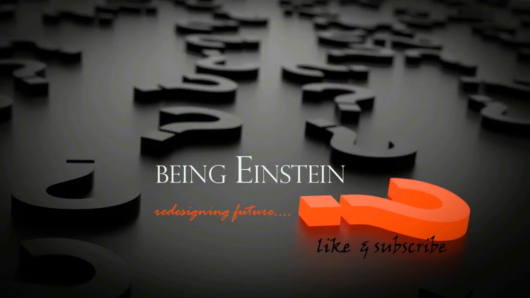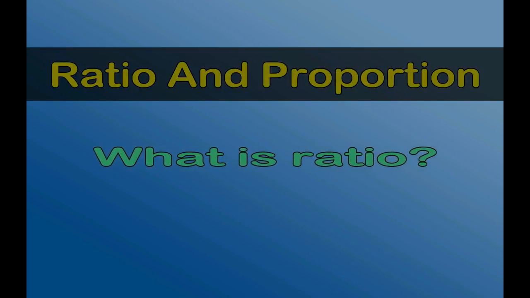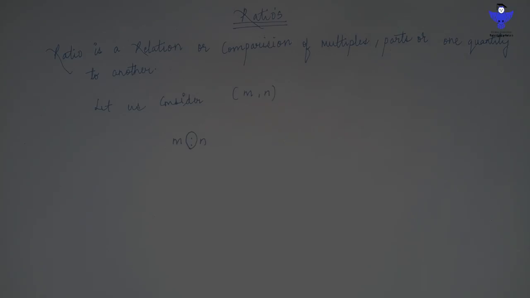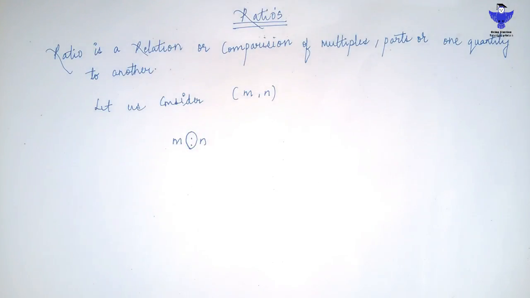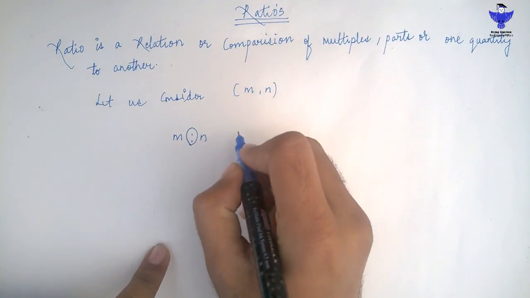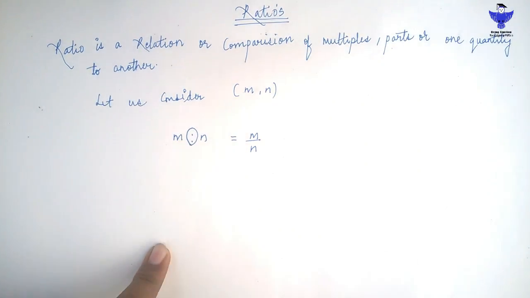Today we will start a new topic in the Aptitude series: ratios and proportions. Let's first see what ratios are. So guys, now let's start with ratios. Ratio is a relation or comparison of multiples, parts, or one quantity to another. Let us consider two numbers, m and n. Then the ratio of m and n is written as m is to n. The ratio of two numbers can also be written as m divided by n.